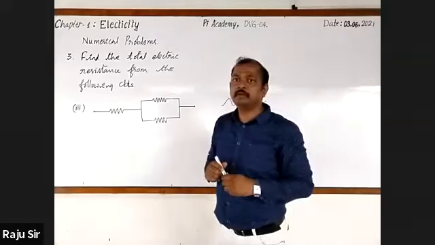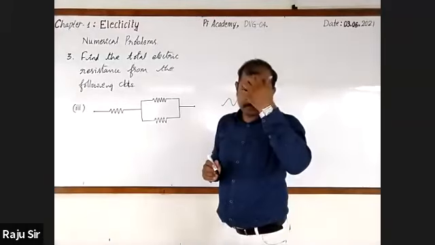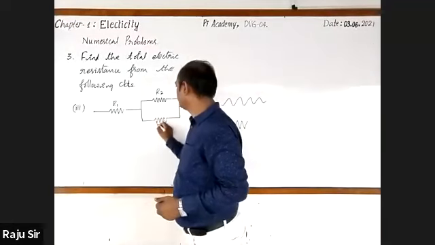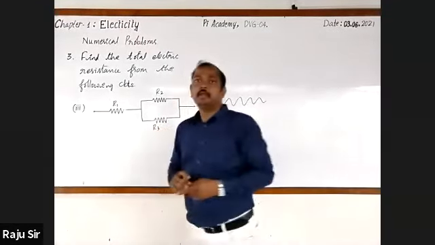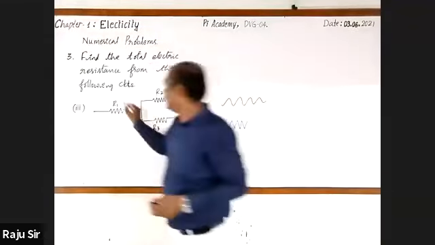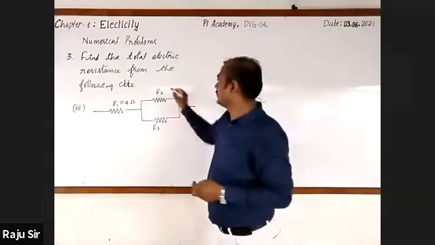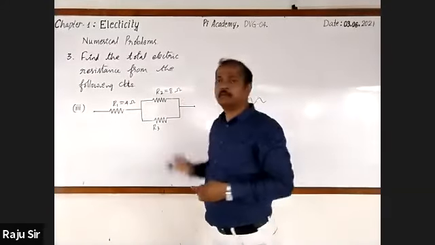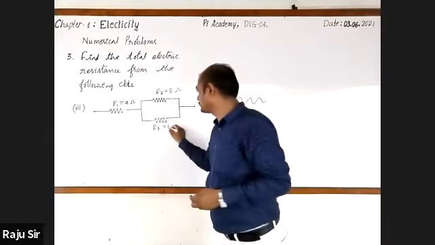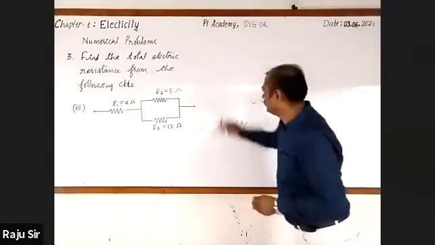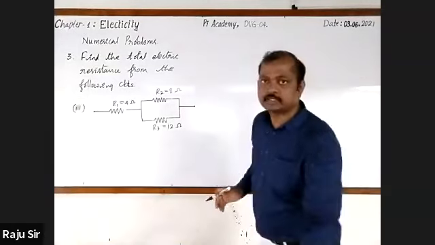Did you understand? Yes, sir. Okay. Now here, this is R1, this is R2, and this is R3. Let me take R1 as 4 ohm, R2 as 8 ohm, whereas R3 is 12 ohm. I've taken simple numbers. Let us go for finding the effective resistance.